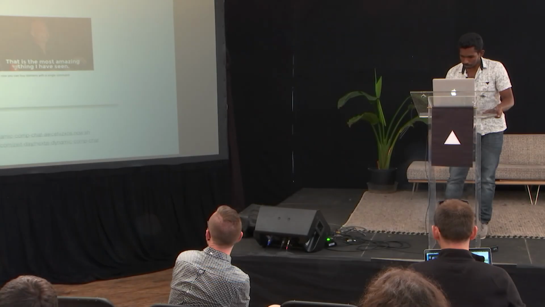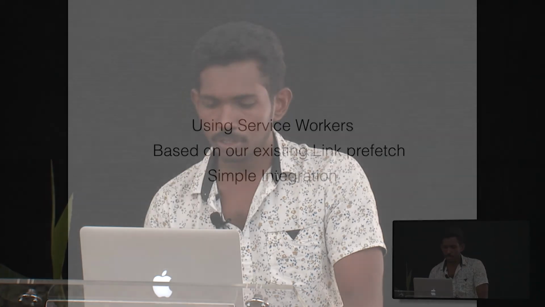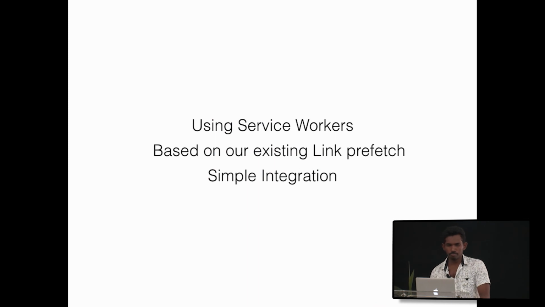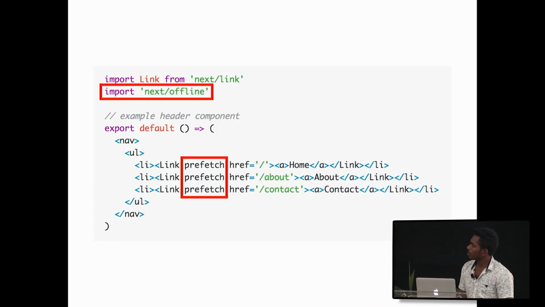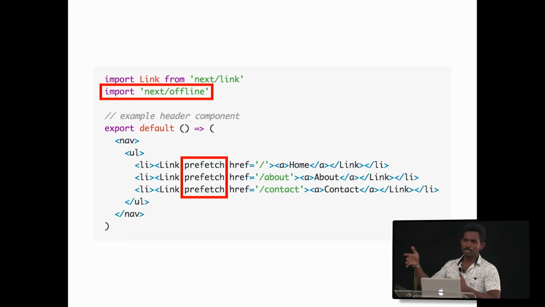Okay, that's it. And we are going to support offline support as well. That's one of the features we need at our site, because we need our documentation to be available offline. Even though it's now a cloud service, we want our documentation to be available offline. So we are going to use service workers for that, and we are going to use our link prepackaging solution as an API with a very simple integration. It really looks like this: you import Next offline, and we have link prefetch. That's all you have to do. You might have some other API changes, but this is the core.